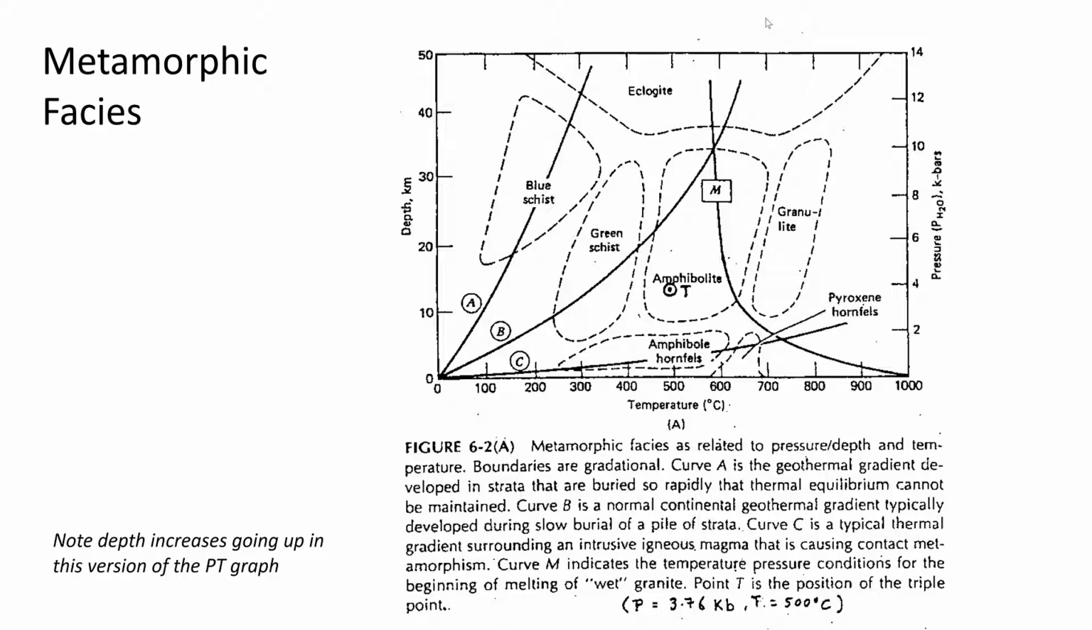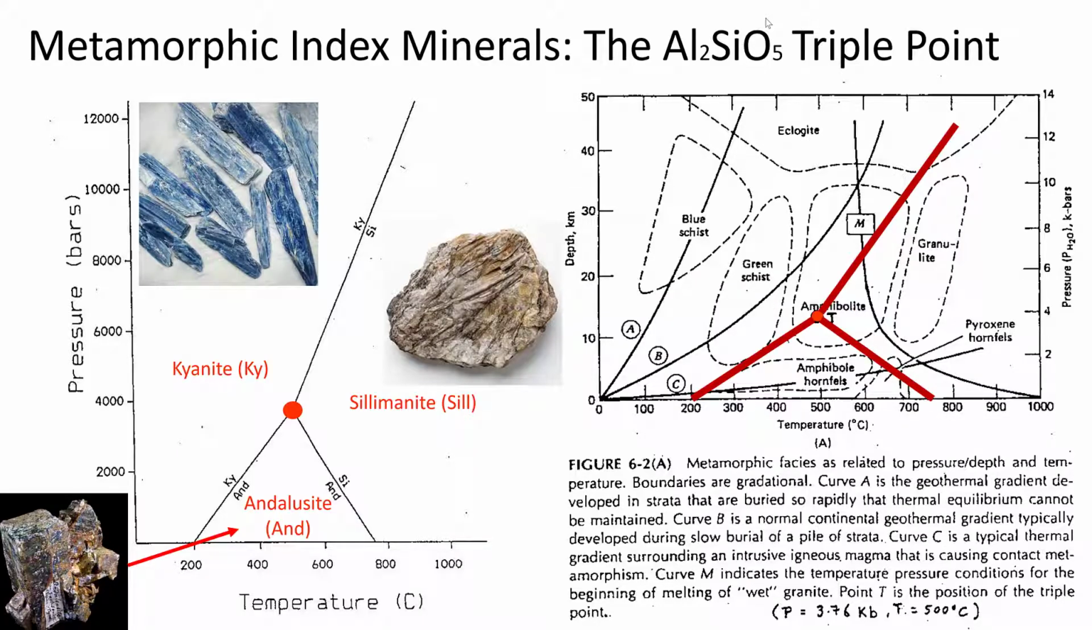Let's have a look again at the metamorphic facies. Note that depth increases going up on the y-axis. This graph has a point within the amphibolite facies labeled as T. This point is a defining boundary between a group of aluminosilicate and metamorphic minerals. So this triple point is the intersection of pressure and temperature between zones in which kyanite, andalusite, and sillimanite will form during metamorphism. You'll note the granulite facies of metamorphic rocks is only in the zone of sillimanite.